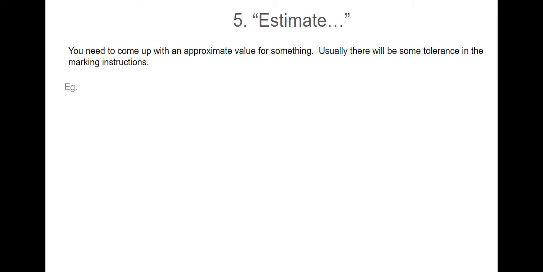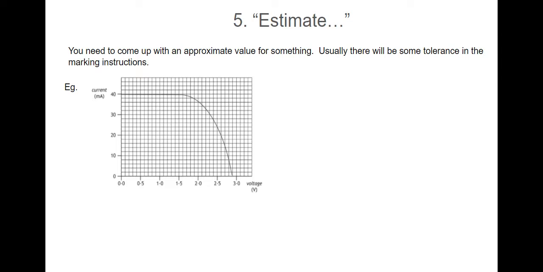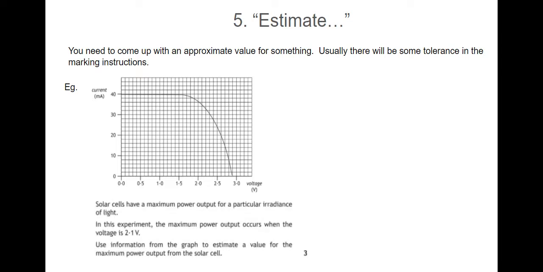Here's another estimate. In this one, we're given a graph of current against voltage. And it says solar cells have a maximum power output for a particular radiance of light. In this experiment, the maximum power output occurs when the voltage is 2.1 volts. Use the information from the graph to estimate a value for the maximum power output from the solar cell. So, estimate. Why is this an estimate?